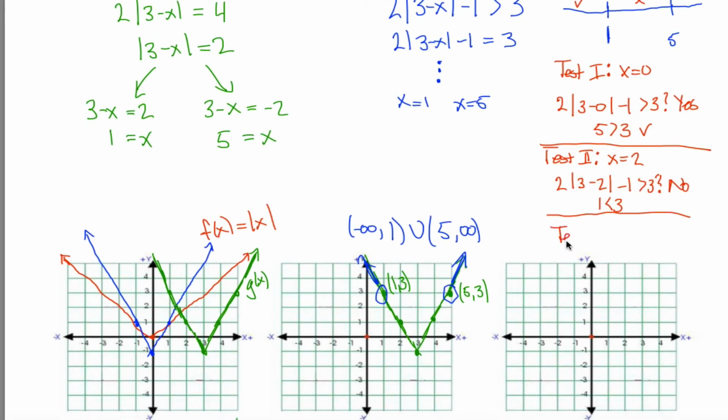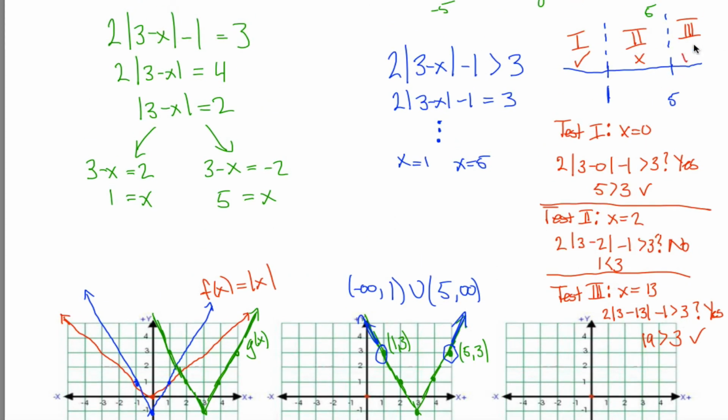Let's test region 3. What number do you want to pick? Any number you want, any number that's greater than 5. How about x equals, I don't know, 13. Where'd 13 come from? Just an arbitrary choice. Anything you want greater than 5. Let's test if it works. 3 minus 13 in the absolute value symbol, times 2, minus 1. My question is, would that give me something that's greater than 3? It would, because 3 minus 13 is negative 10, and the absolute value of negative 10 is positive 10. And 2 times 10 is 20, and 20 minus 1 is 19, and 19, in fact, is greater than 3. So this is true, therefore these are solutions.